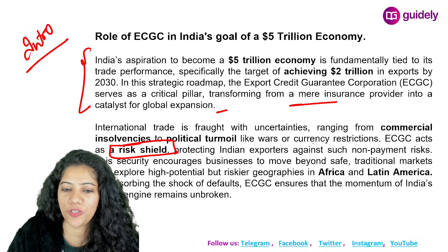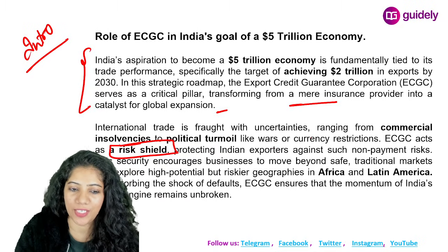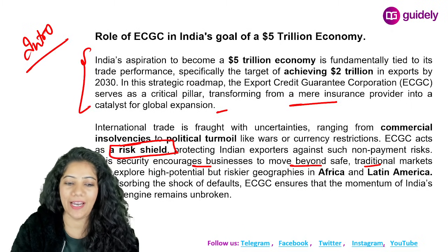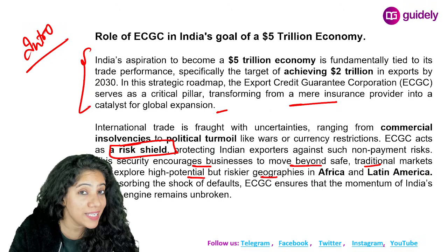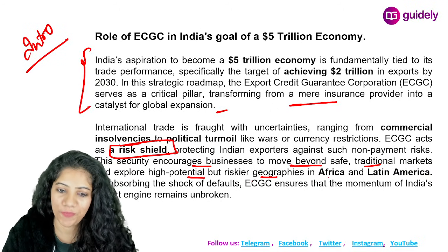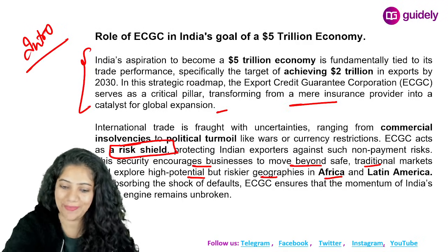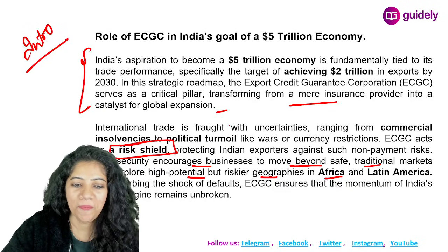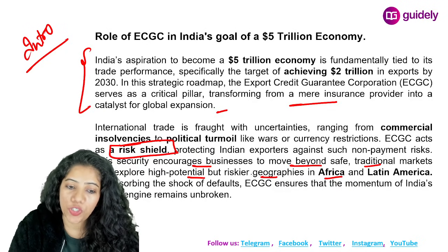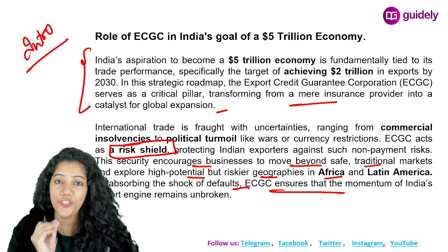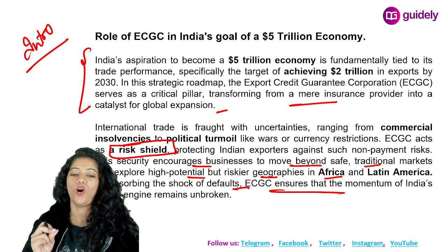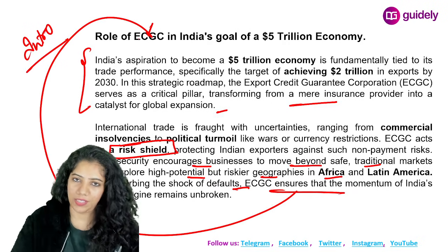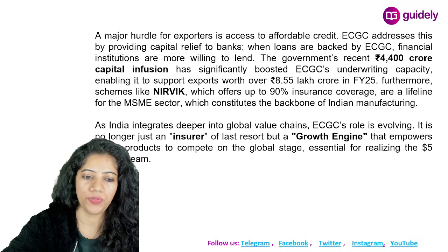Protecting Indian exporters against such non-payment risks, this security encourages businesses to move beyond safe traditional markets and explore high-potential but riskier geographies in Africa and Latin America. So now you are getting why I mentioned this term here. By absorbing the shock of defaults, ECGC ensures that the momentum of India's export engine remains unbroken. Again, this is the main topic you have to talk about, right?